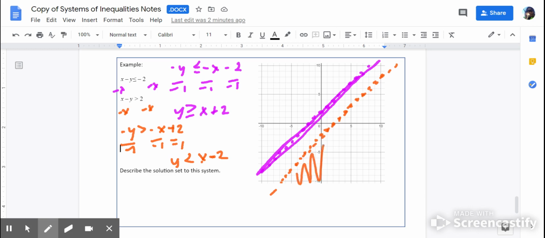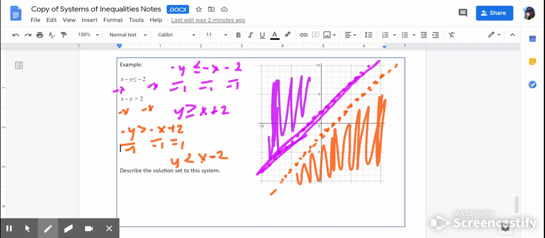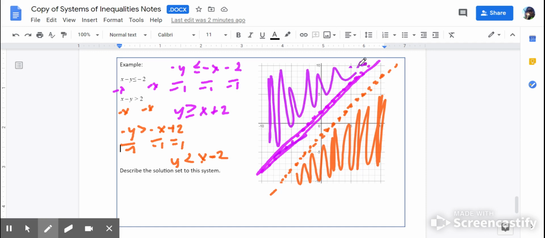Less than means we shade below. And then we go back and check the first one, which was greater than or equal to. So we have that solid line and greater than. Greater than means we shade above. So here, we have the solution set. Notice there is no intersection point, so there will be no solution.